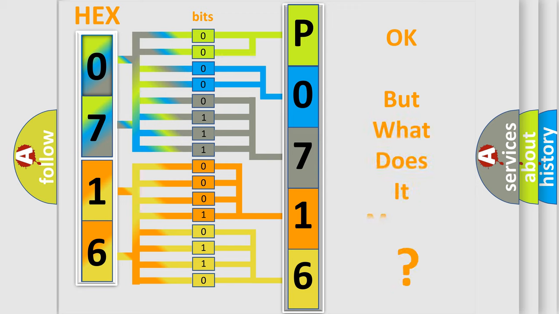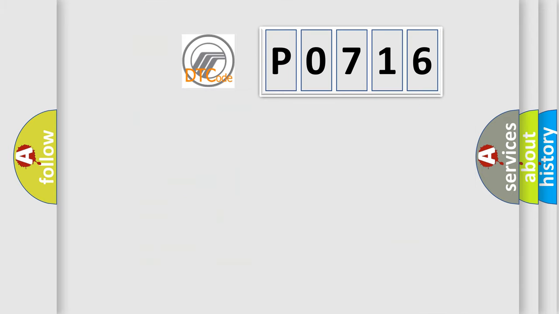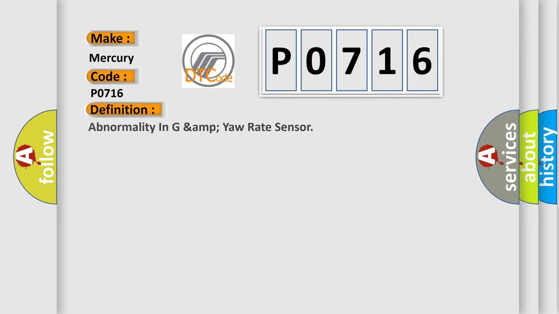The number itself does not make sense to us if we cannot assign information about what it actually expresses. So, what does the diagnostic trouble code P0716 interpret specifically for Mercury car manufacturers? The basic definition is abnormality in G and yaw rate sensor.